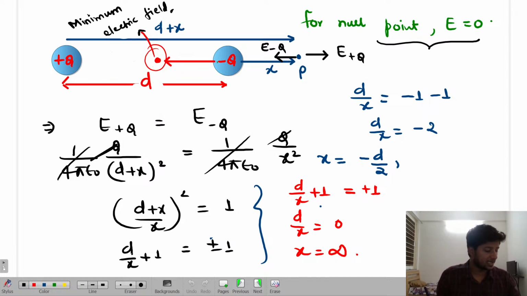The null point is at infinity over here. It's not nearby any charge. I mean, it's not at a finite distance. So one thing we are getting at infinity now. That's why we are calling it present at infinite distance. Are you able to get me? Okay.